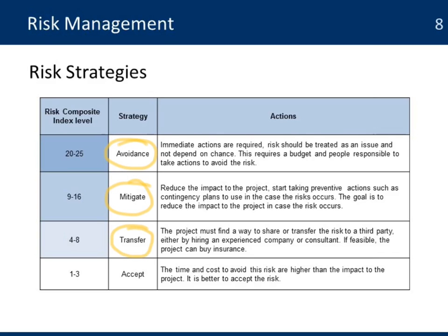The third one is when you have lower index levels, you might find ways to transfer that risk to another party, maybe hiring a consultant or somebody who can do that work, and that way you don't need to worry about it. And the last strategy is to accept. It means that the time and cost to try to avoid this risk can be higher than the impact it will have on the project. So in many cases, it's better to say maybe the delay is going to be 1 or 2 days. That's the type of risk you don't need to pay too much attention to. But it is important that you do the work of identifying these risks and creating all your strategies.